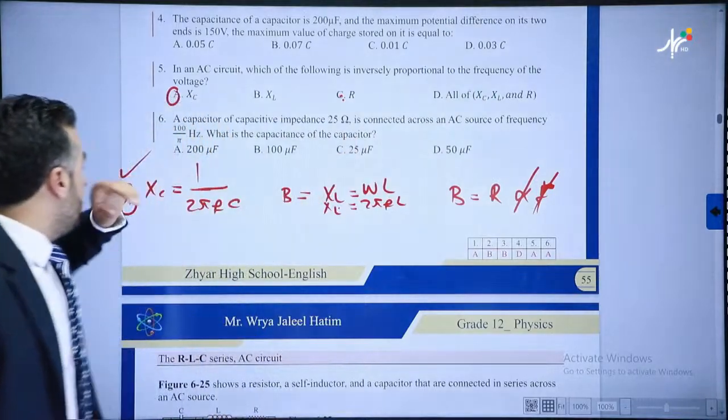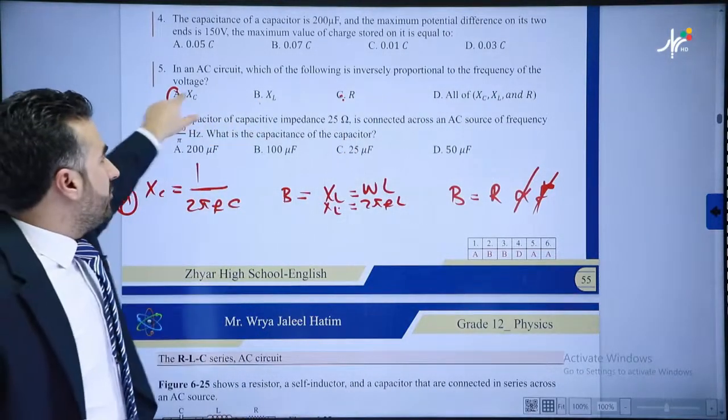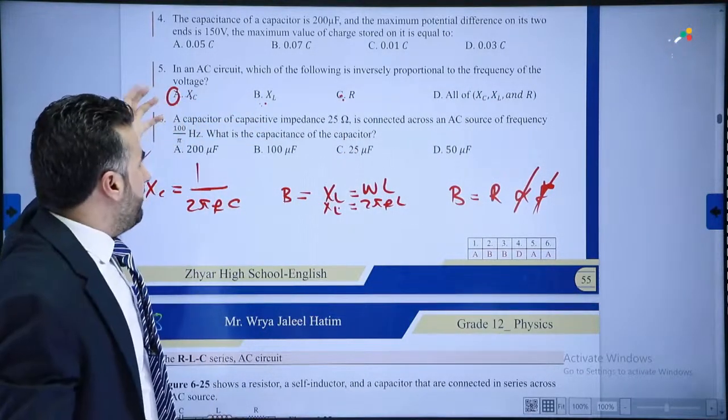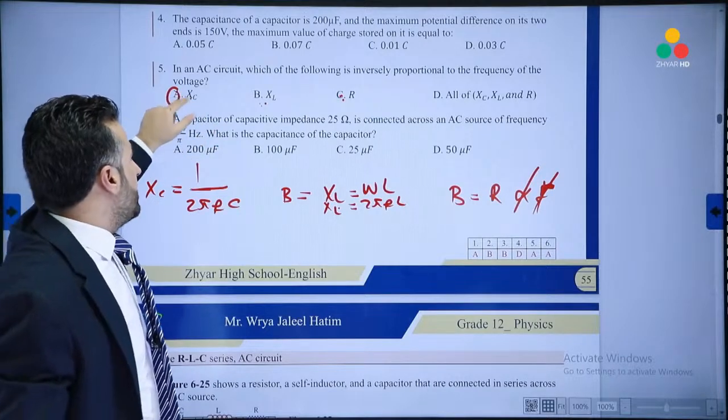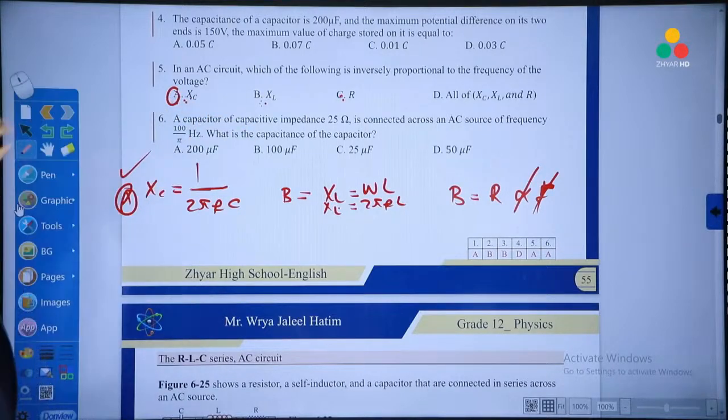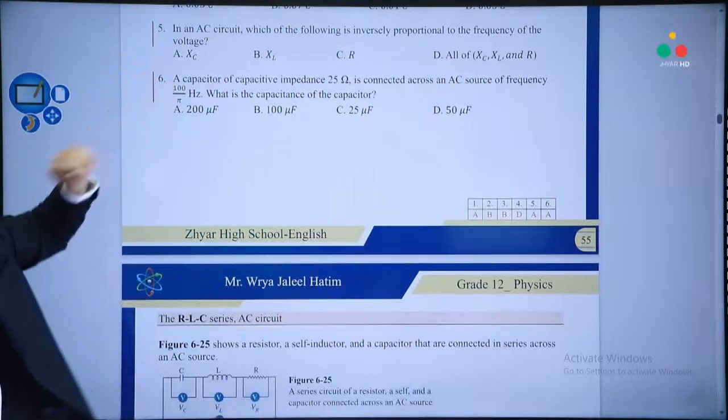Just remember that these two depend on the frequency, okay? And of course, we can say only this one is inversely proportional, while this one is directly proportional. So the final answer, of course, is A.